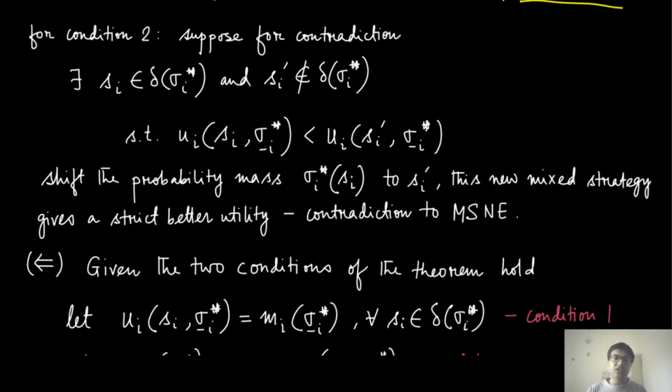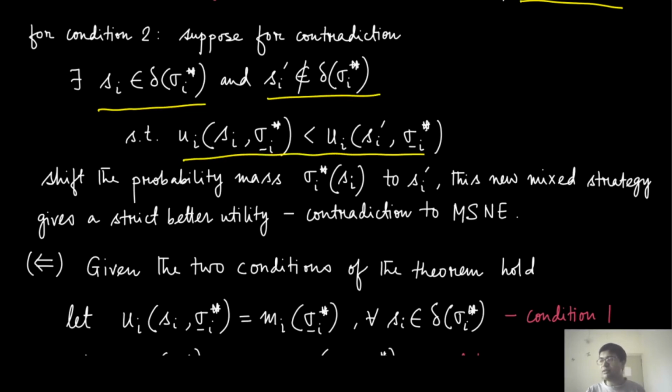Let's move on to condition 2. Condition 2 says that the strategies in the support should give a better utility than the utility outside the support. Now suppose that does not happen. So this is a proof by contradiction. Suppose there exists an SI which is in the support and an SI prime which is not in the support, and the inequality is flipped.